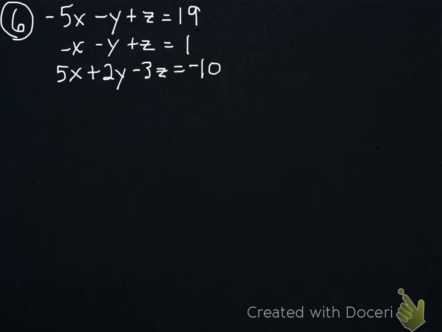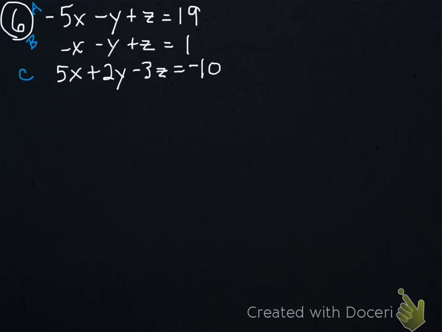Number 6. First thing, label the equations A, B, and C. Now let's look at it. For x's, I have negative 5, negative 1, 5. That has a lot of potential. For y's, I have negative 1, 2. For z's, I have 1, 1, negative 3. So the z's and the y's are a close tie. Either one of them could be easily eliminated.